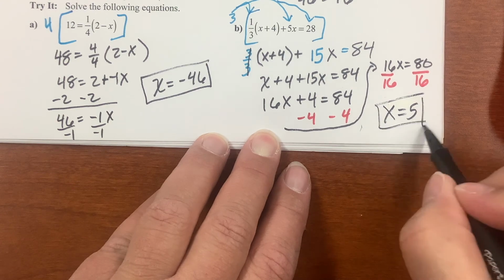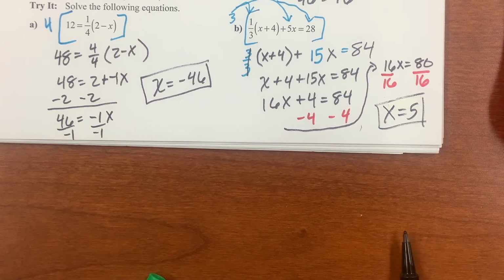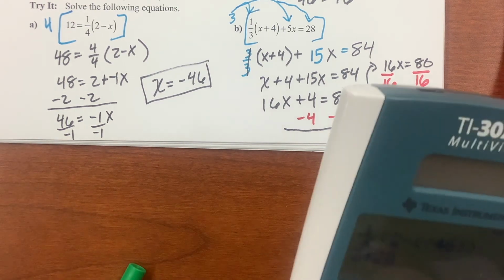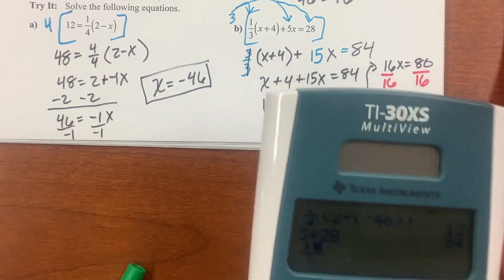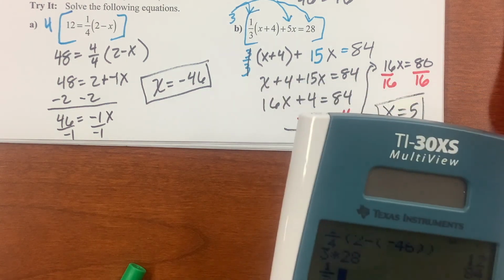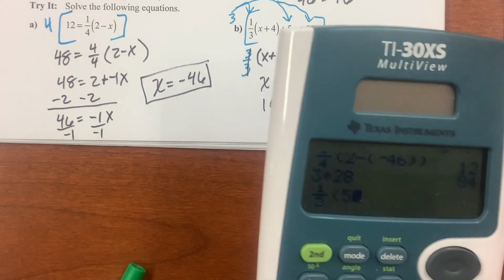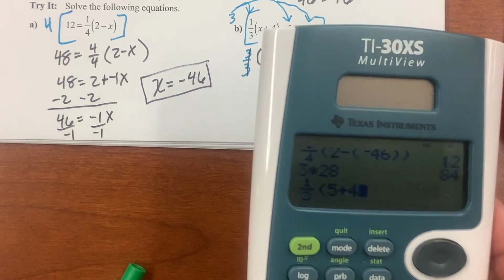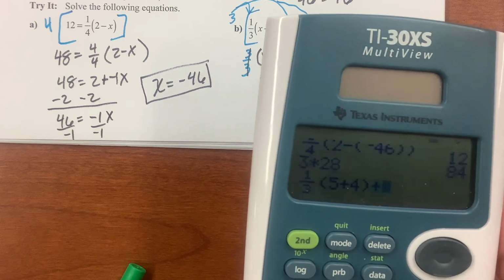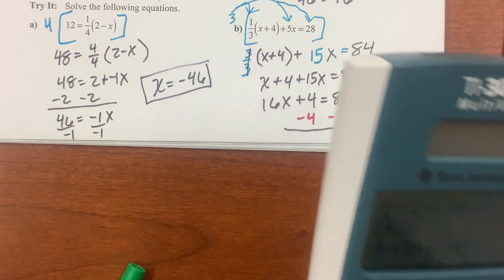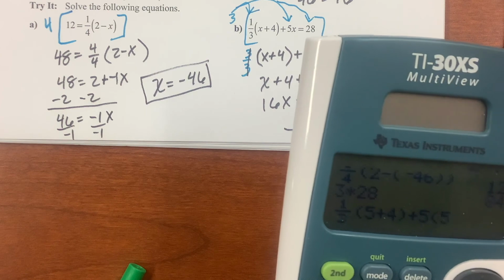Okay. And let's check that real fast. 1/3, parentheses, 5 plus 4, parentheses, plus 5 times 5 is 28.